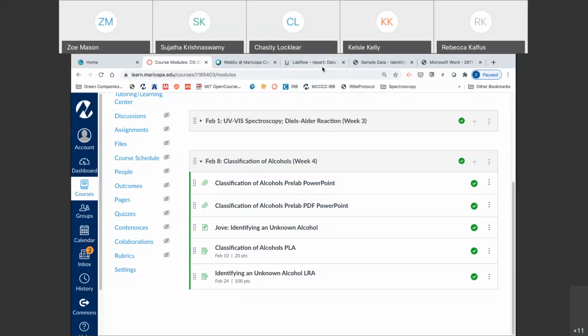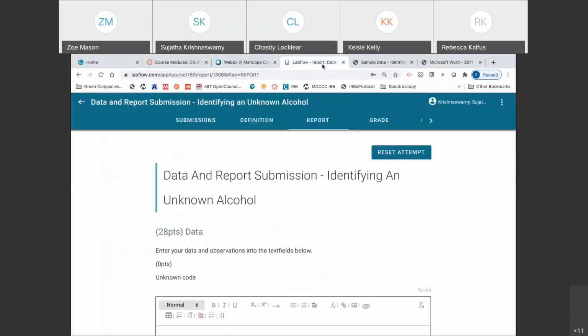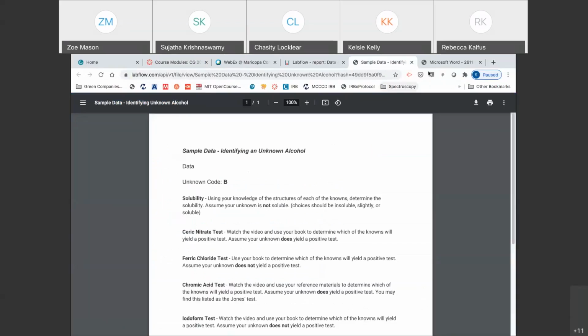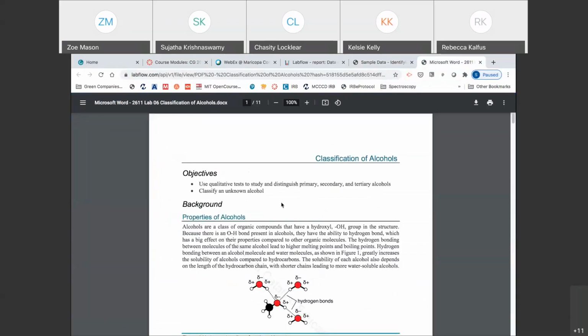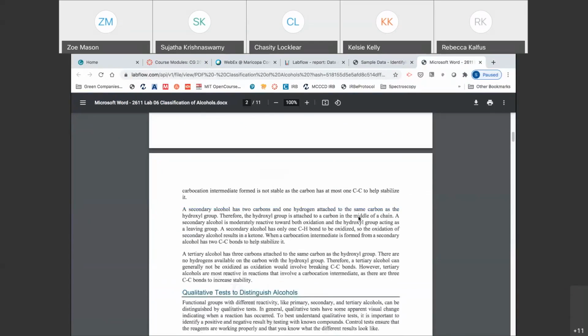So we are going to go into your lab flow and we are going to start with this first. Okay, I'm always careful with lab flow because anything I select, the first thing it shows up are the grades. So I don't want to do that. And so I got everything open ahead of time. This is a procedure. It explains all the tests in detail.